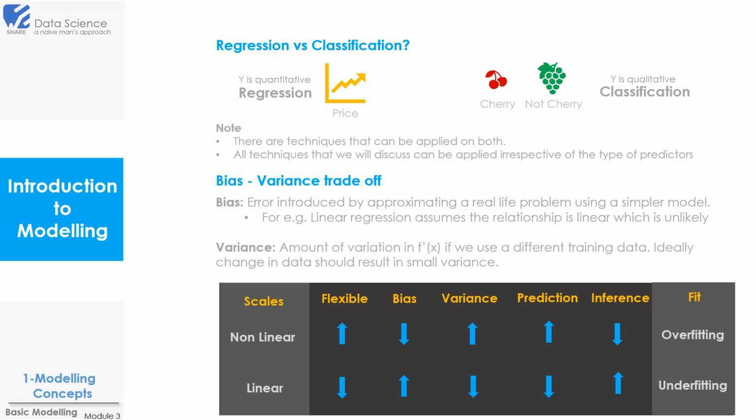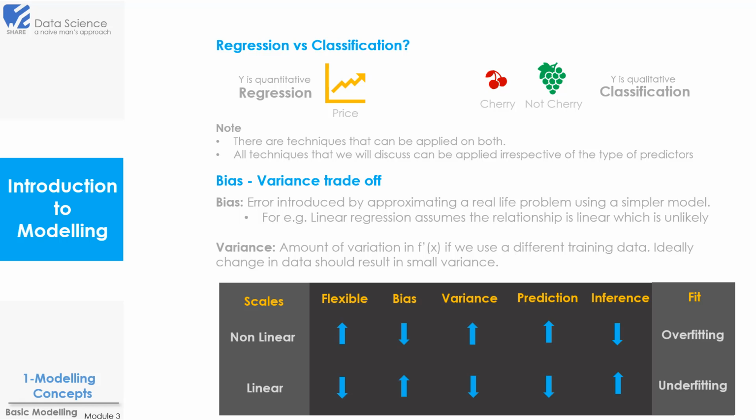Now if you see the table, if we choose a non-linear model, which means our estimate f dash x resembles the actual fx, then flexibility of the model increases. The shape becomes more flexible. As a result, bias reduces, but variance increases. Hence, our prediction power becomes better because we have approximated our function to the actual function. However, our inference and interpretability of the results decreases because our model becomes more complex, and hence it can lead to overfitting.